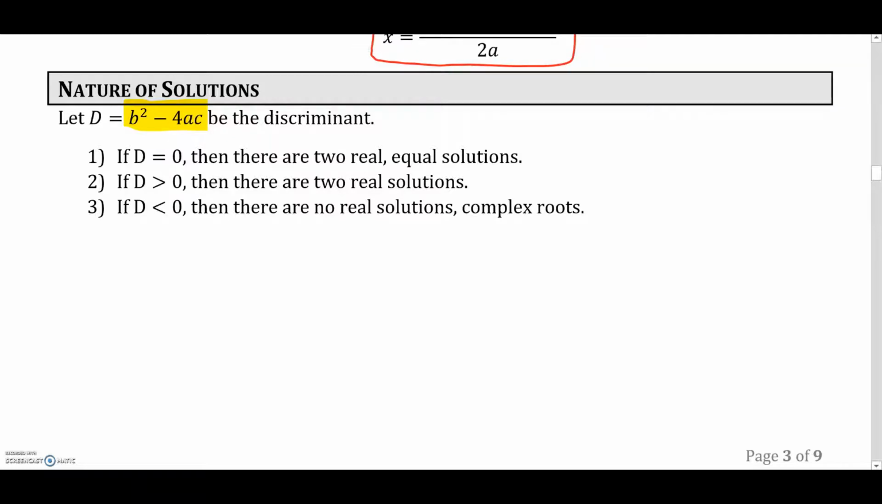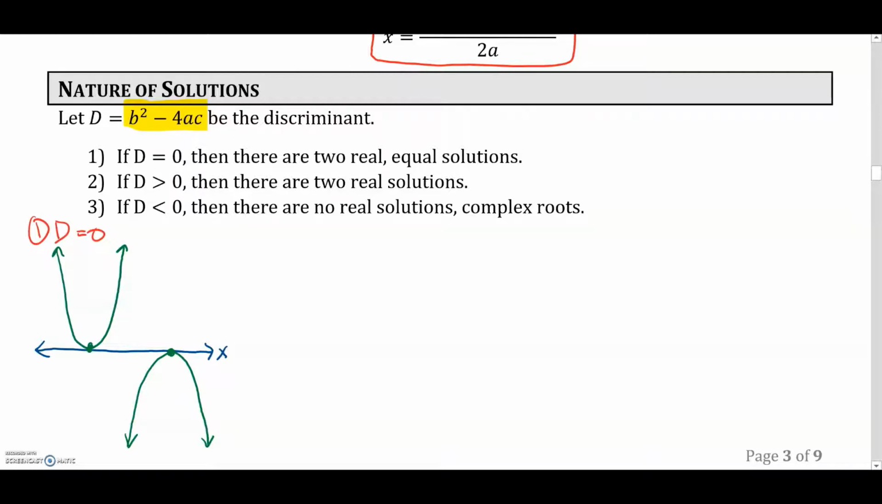In terms of our parabola, what that means is that our function will touch the x-axis in exactly one spot, which means that we either have a parabola that opens up and only touches down at the minimum value right at the vertex, or a parabola that opens down and only touches the x-axis right at the maximum or the vertex of that parabola. And that's in case 1, where the discriminant is equal to 0.